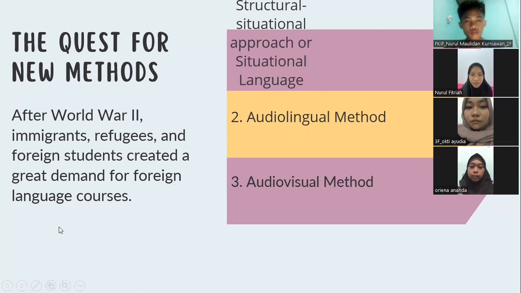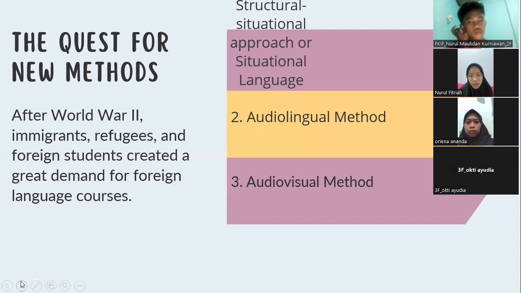Okay. The quest for new methods. After World War II, immigrants, refugees, and foreign students created a great demand for foreign language courses because of the role of English as an international communication language. Its development was very rapid in the 1950s. Apart from that, technological developments such as radio, film, and television really supported the role of foreign language. And in order to meet the changing needs of language learners, more up-to-date teaching methods were needed that reflected the latest understanding of the nature of language and of language learning.